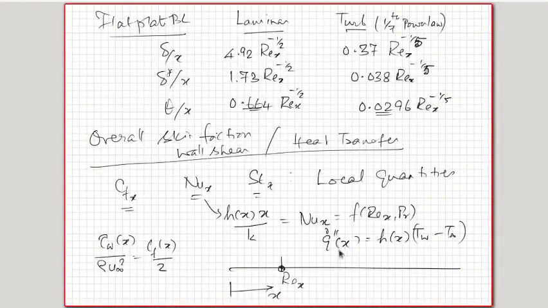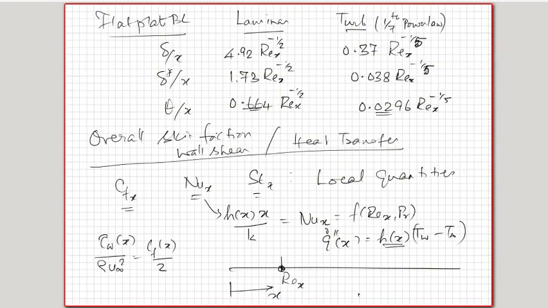Okay, so this is the heat flux at that location, which is defined as the local h multiplied by ΔT. So this h is at this location, and similarly this Cf is at this location, at any x. But quite frequently what we would need is the overall quantity.